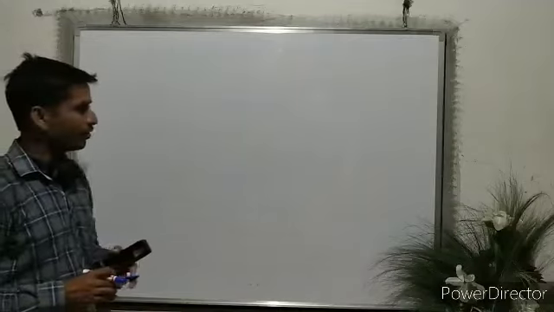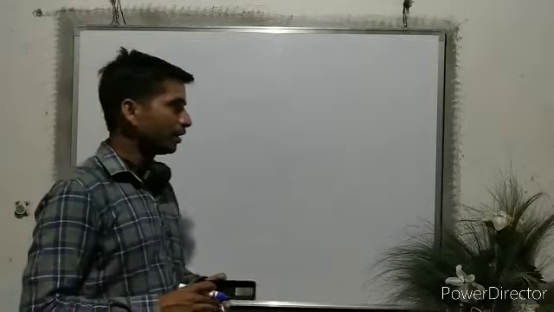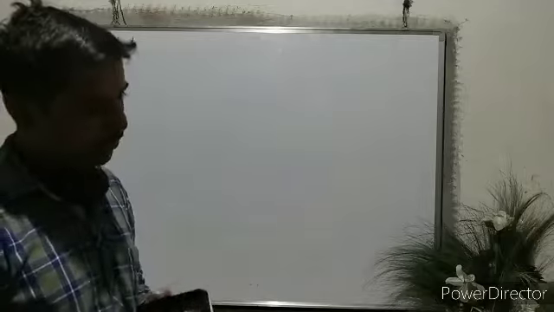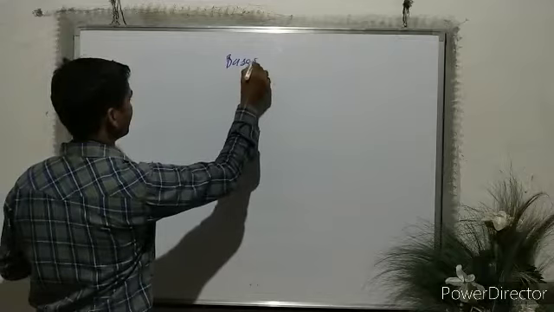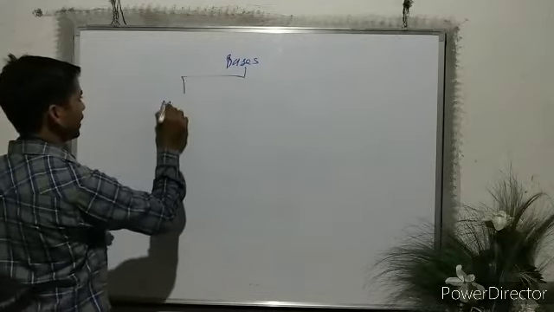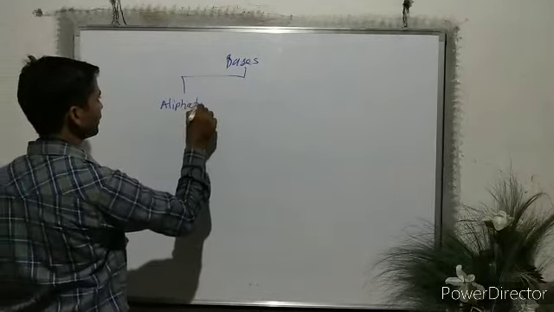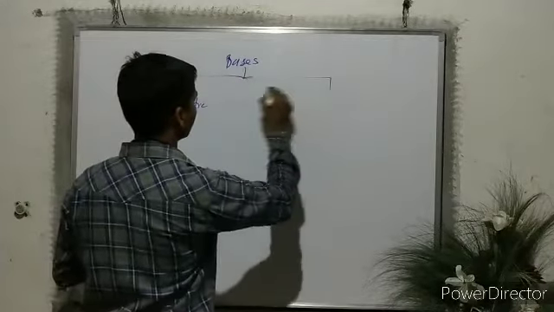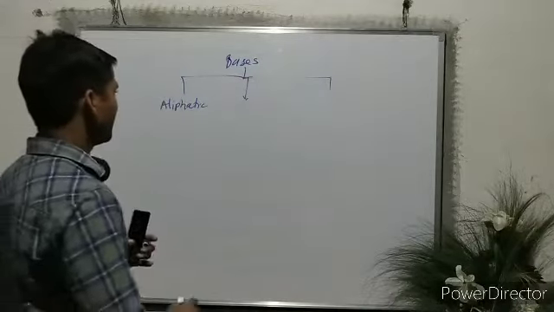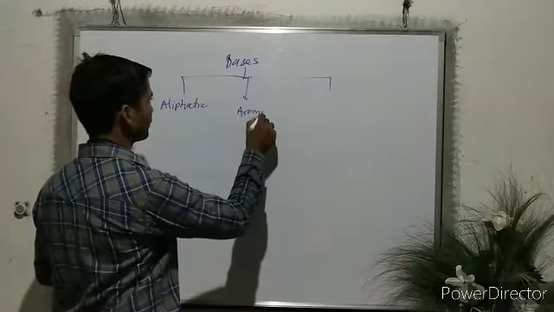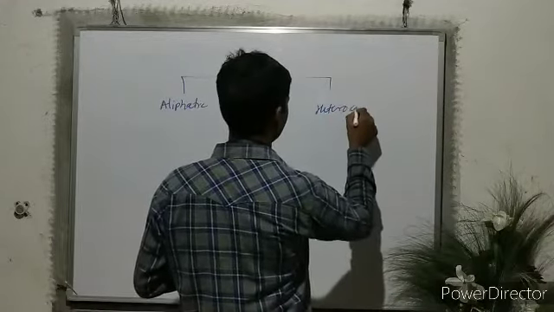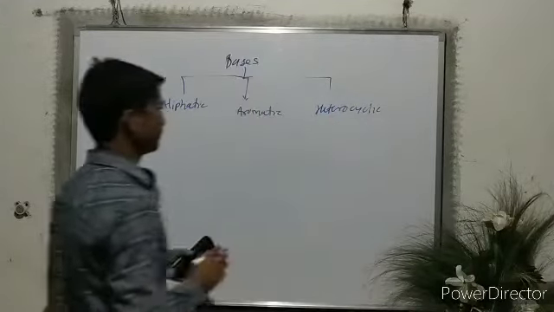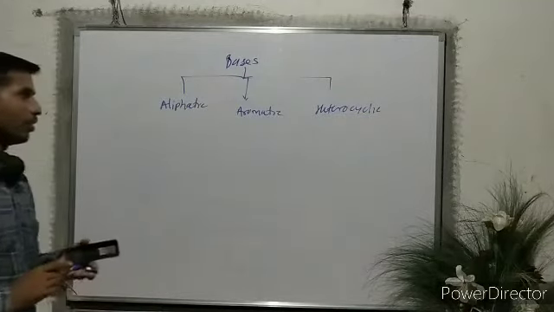These factors were studied in the last lecture. Next, there are types of bases. There are 3 types of bases: one is aliphatic, second is aromatic, and third is heterocyclic bases. These are the organic bases.